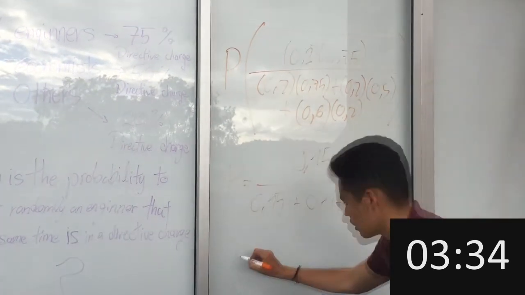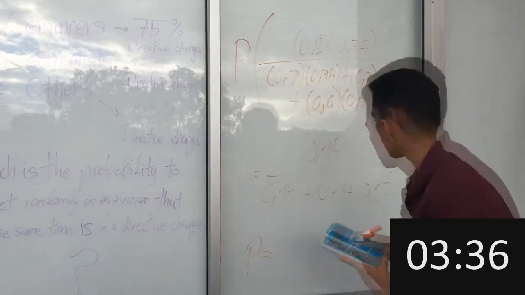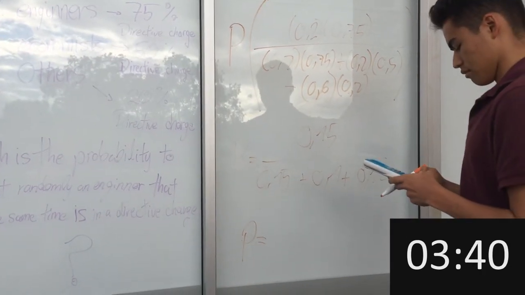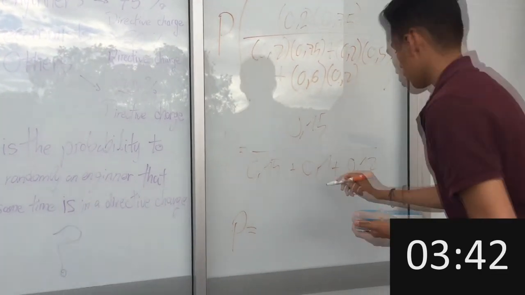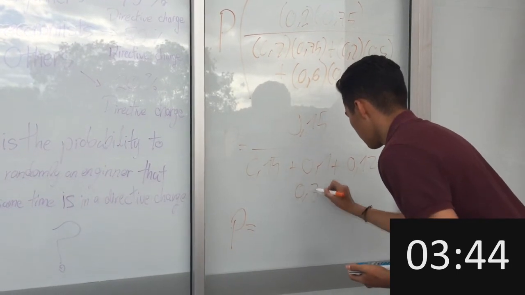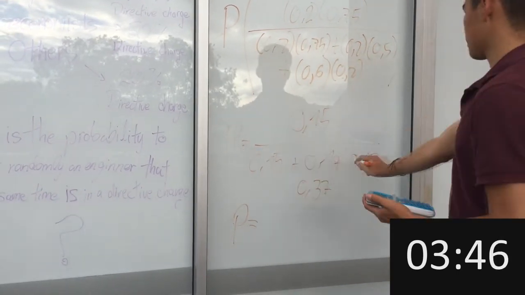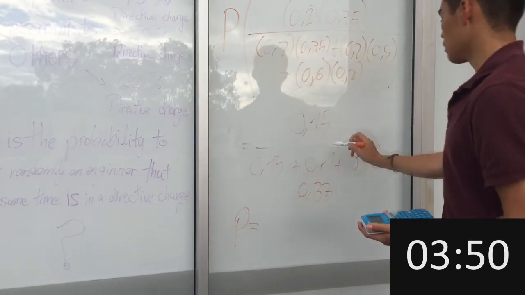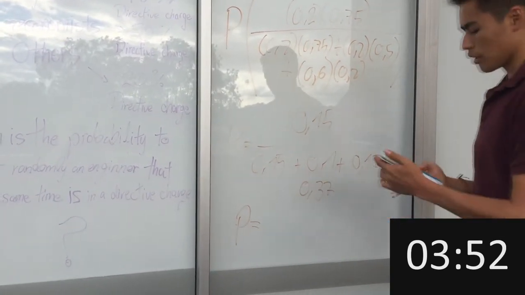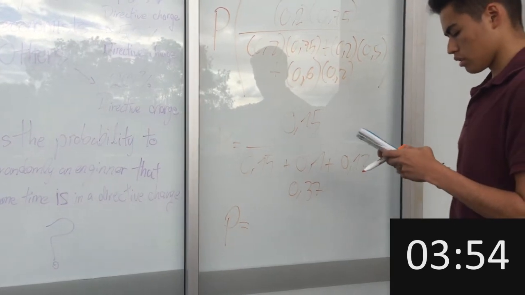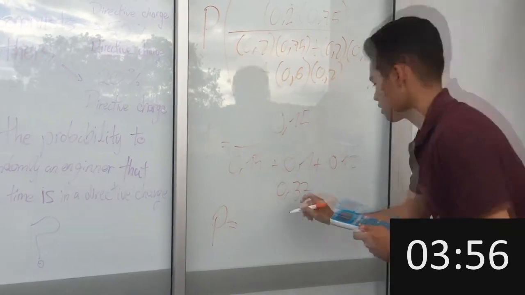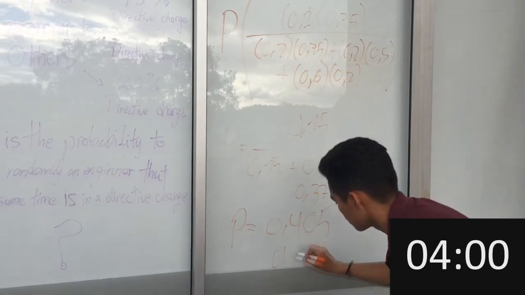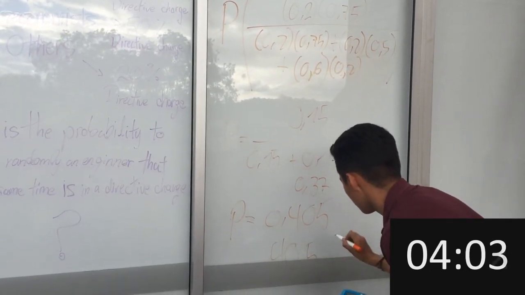And now the probability is 0.37 with all these results. Now 0.15 divided by 0.37, that is 0.40, and now it is 40.5%.